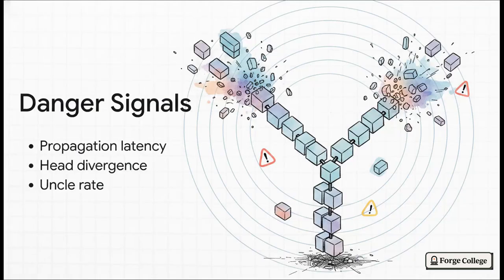But listen, we can't just set these metrics and walk away. We have to constantly monitor for early warning danger signals on the network. Things like block propagation latency, which is how long it takes a block to reach 95% of the network, or peer head divergence, where different nodes can't even agree on what the top of the chain is. And especially keep an eye on the uncle or orphaned block rate. A sudden spike in the uncle rate means blocks are colliding and getting discarded, and that directly and immediately alters those finality probabilities we were just talking about.